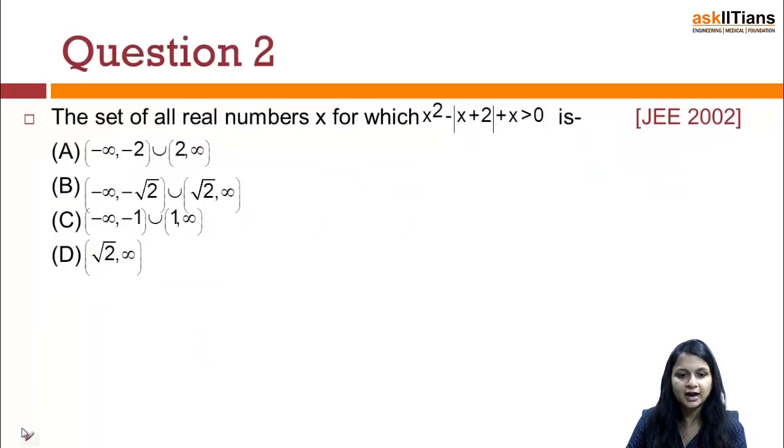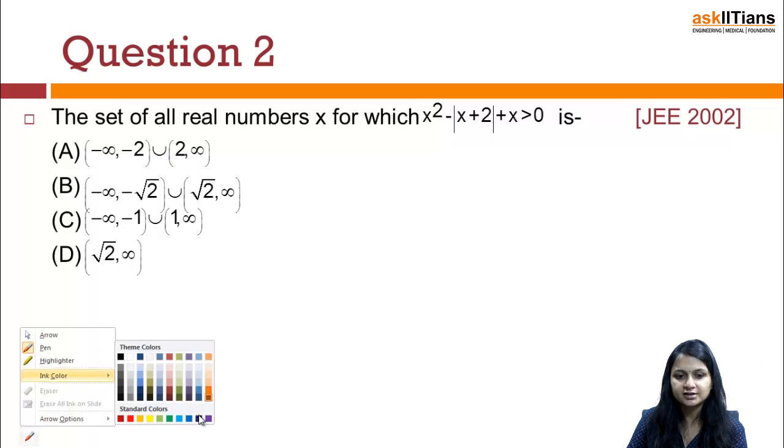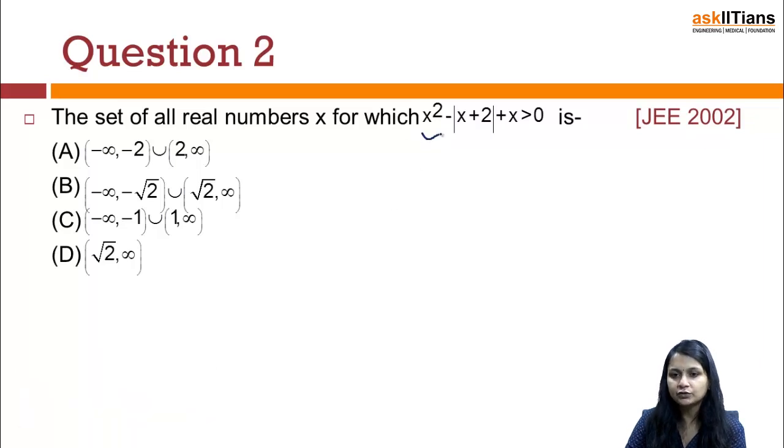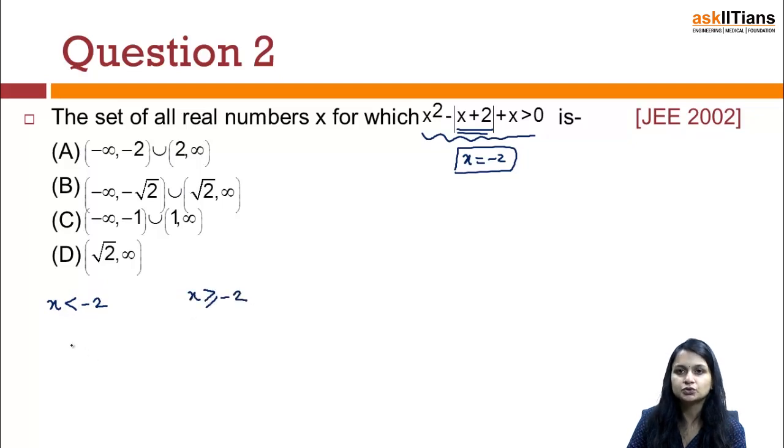In the next question, we have to find all x satisfying this equation. As I've told you, whenever we are talking about a mod function, I have to take its critical points. You can see that x equal to -2 is critical, so I will make two cases. One is when x is less than -2, and another is when x is greater than or equal to -2. When x is less than -2, the mod function will be written with a negative sign. So minus of minus becomes plus: x plus 2 plus x greater than 0.